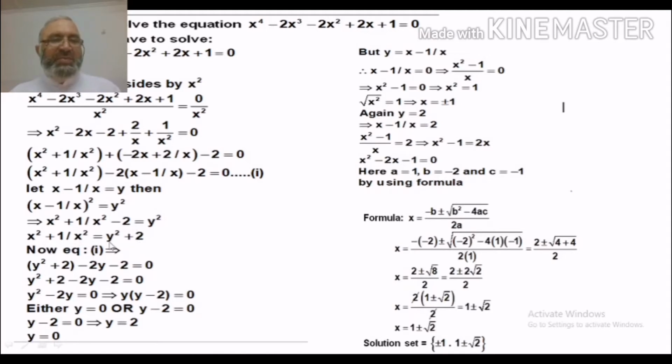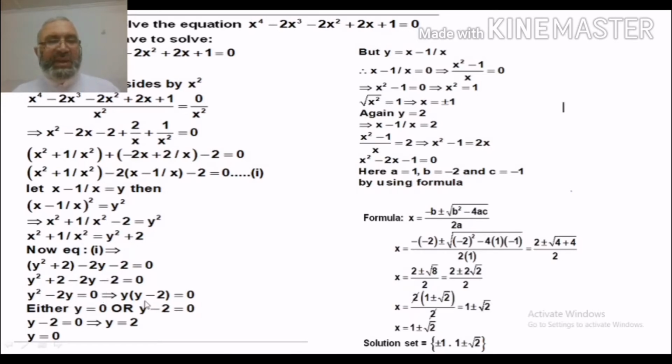Now substitute these two values of x square plus 1 over x square and x minus 1 over x in equation 1. Putting in equation 1, instead of x square plus 1 over x square we write y square plus 2, that value, minus 2 into (x minus 1 over x), whose value is y, minus 2 is equal to 0. So simplifying the brackets, we get y square plus 2 minus 2y minus 2 equal to 0. Plus 2 minus 2 cancel. We get y square minus 2y is equal to 0.